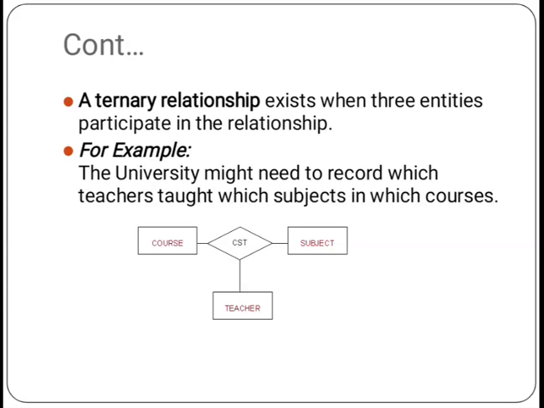Another one is a ternary relationship. It exists when three entities participate in the relationship. For example, the university might need to record which teachers taught which subjects in which courses. See this example: course, subject and teacher are entities. These three entities are associated with this relationship, course, subject and teacher. This is called a ternary relationship.